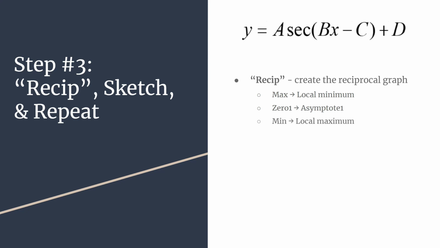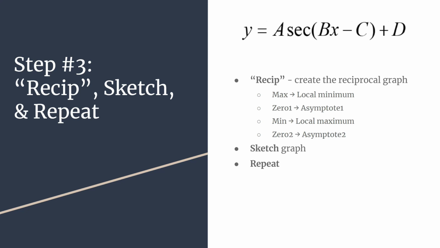The minimum from the cosine companion graph will become your local maximum for your secant curve. And then the second 0 will be your second asymptote. So easy enough. Then you'll sketch in your graph and repeat it for as many cycles as you need for your particular equation. So now let's go ahead and look at a template that keeps all of this organized.